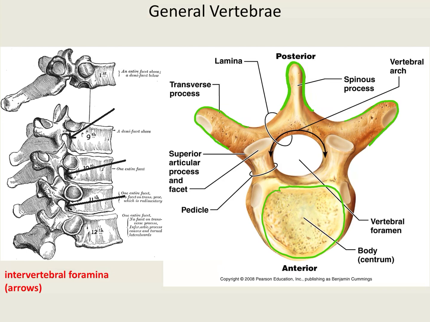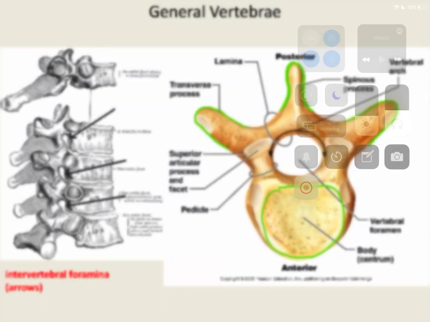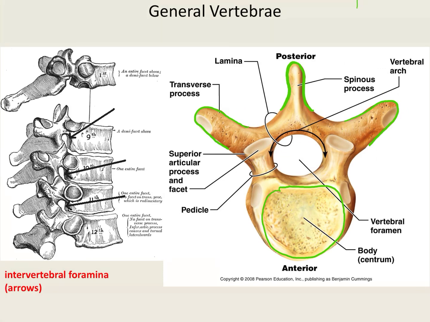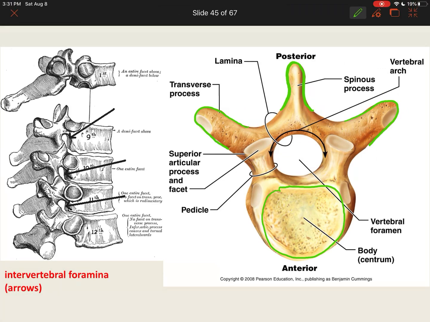The lamina is going to be a connection point between the transverse process and the spinous process. Trying to change colors here. It's not working with me though. Oh, there we go. All right. So the lamina is going to be this area here. So there are 2 areas considered our lamina.